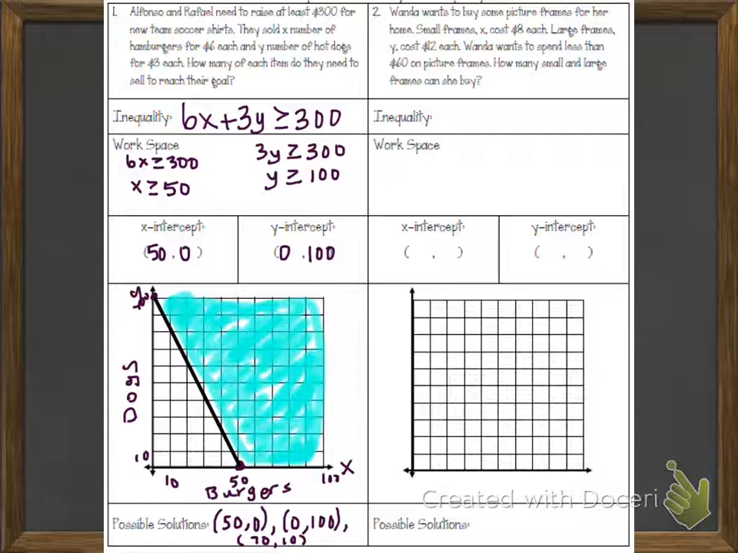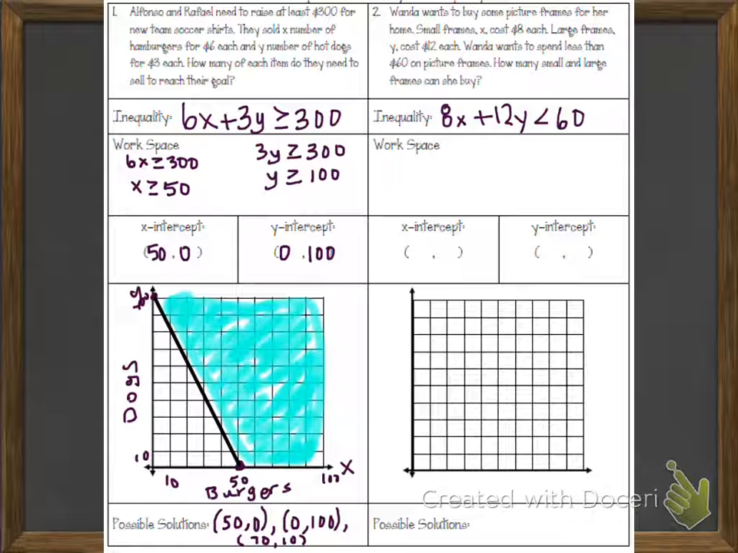We know that our small frames are $8 each, so 8x. We're also purchasing large frames, so we're going to add the cost of large frames. And we know she wants to spend less than $60. So that means that her spending, the 8x plus 12y, has to be less than 60. That's all the money that she has for her picture frames.